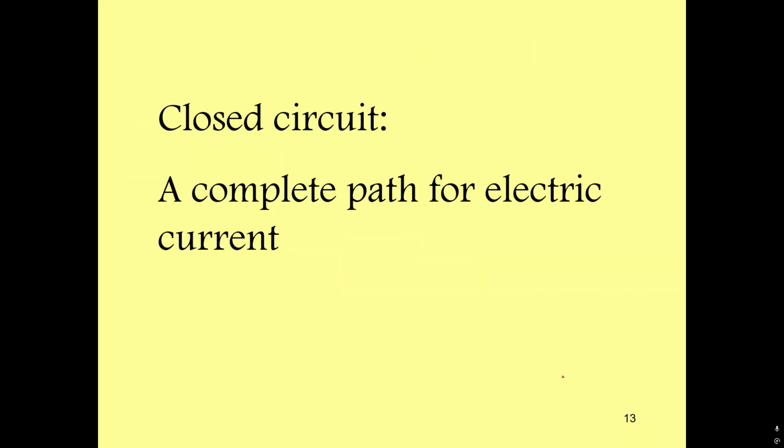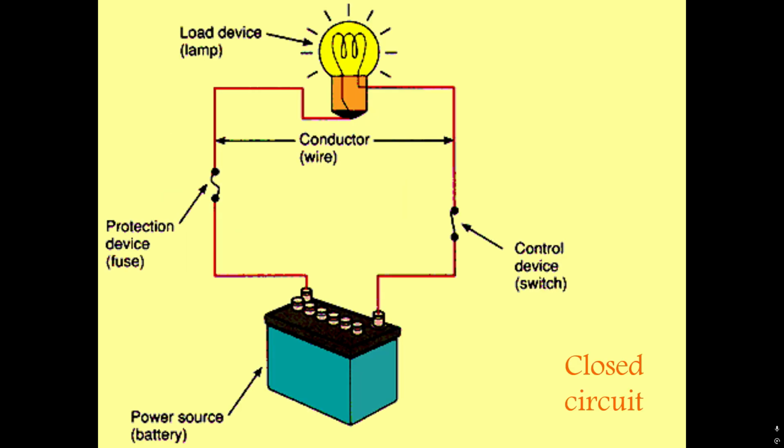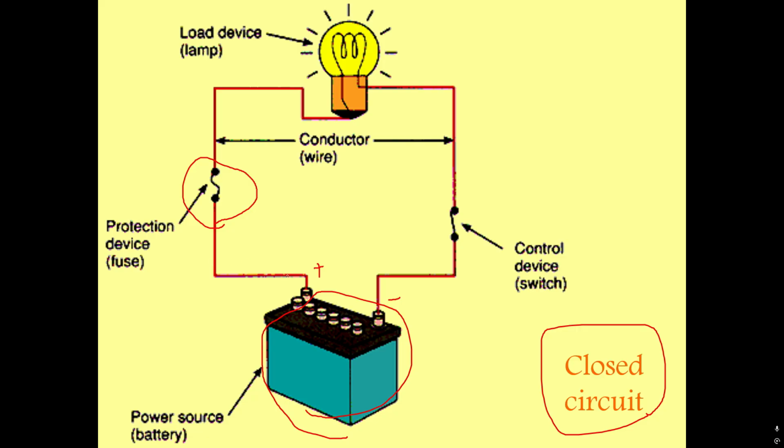A closed circuit is nothing but a complete path for electric current. Here is the demonstration of a closed circuit. Say for example, here we have a battery. Say this may be the positive terminal, this may be the negative terminal, right? And we have a fuse protection device. These are all the wires. This red color is the wire. So this is the load, which is a lamp or bulb, and this is a switch control device.